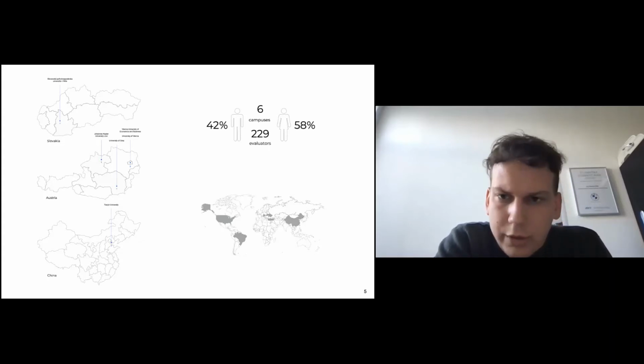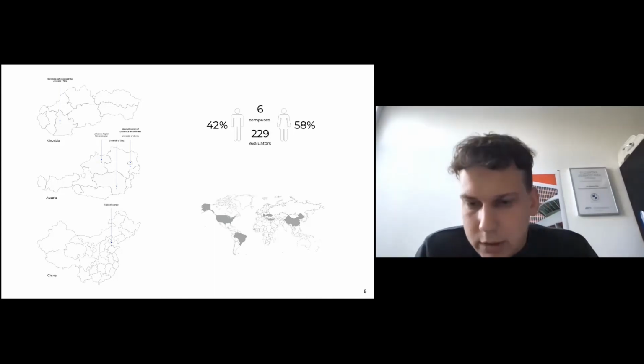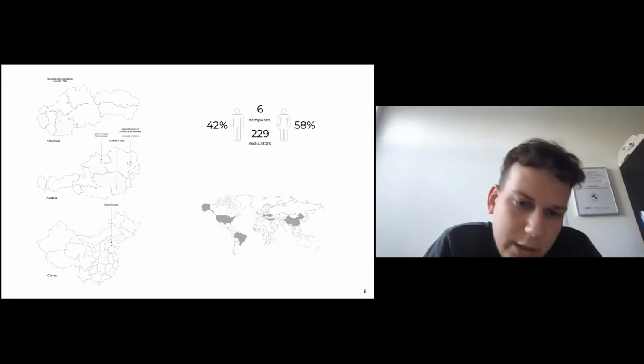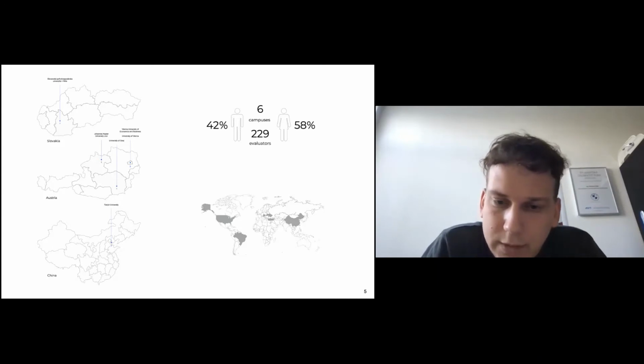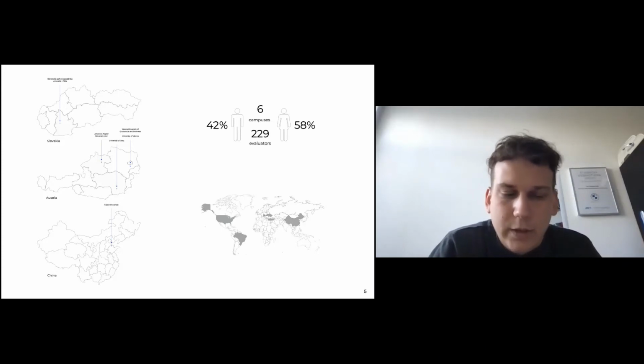There were 229 evaluators, of which 58 persons were women and 42 persons were men. And at the bottom right, you can see from which countries they were coming from. Here I will just mention that I'm pretty happy that we had evaluators from American continents, so we can clearly see the differences between their view and our European view, in case of also the concepts of their creation.